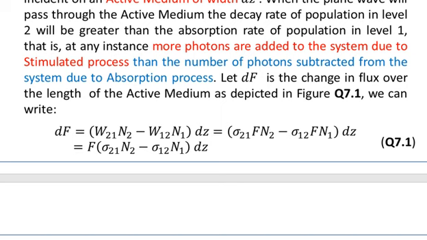Then in the next step we have replaced W21 by sigma 21 into F, and W12 by sigma 12 into F. Rearranging these terms, the last expression becomes dF is equal to F times, within the parenthesis, sigma 21 into N2 minus sigma 12 into N1, and at the end we have multiplied by dz, which is the length of the active medium.